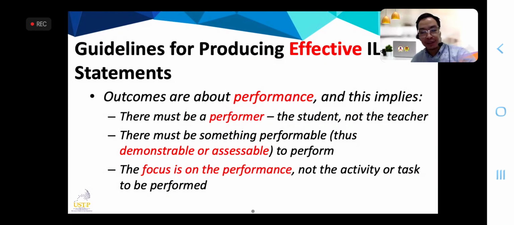The same with our ILOs. So meaning, when we design our ILOs, they should be focused on the performance and not the process. Okay? It should be focused on the performance and not the process. Okay, I hope that's clear.